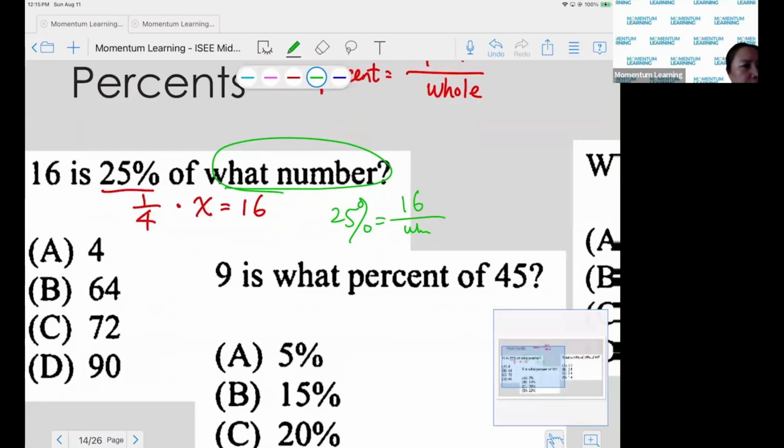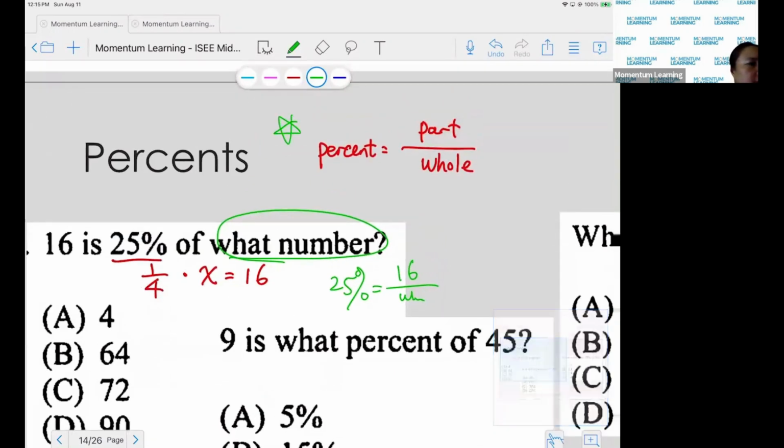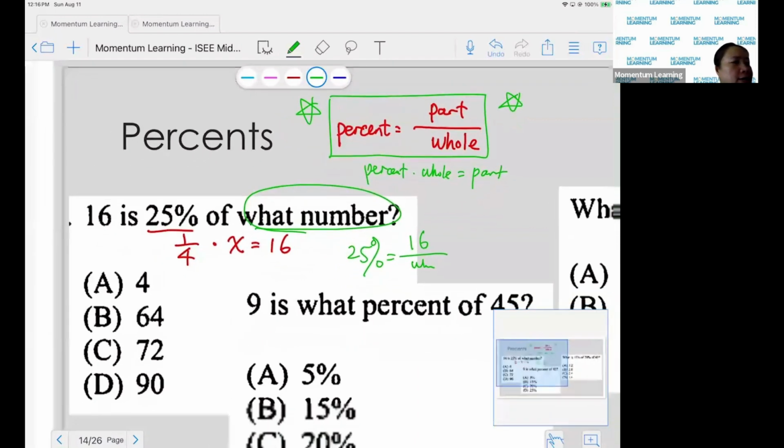So this is my general way. General is this: percent equals the part divided by the whole here. Of course, you can change that: percent times the whole equals the part, or whole equals the part over the percent. But this is the general formula. Now let's take a look.